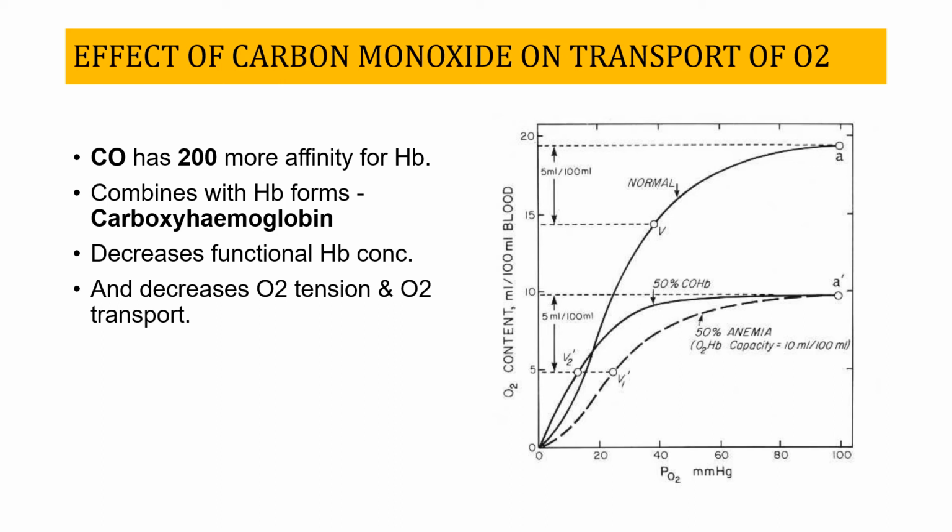Effect of carbon monoxide. What does carbon monoxide do? Carbon monoxide also combines with hemoglobin and forms carboxyhemoglobin, and this decreases the functional hemoglobin concentration and decreases oxygen tension and oxygen transport. Okay. See here the graph is getting smaller.